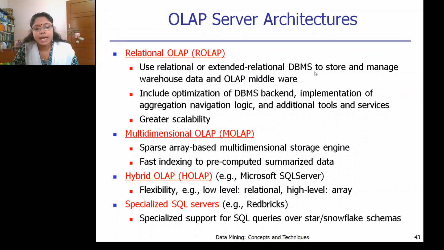The third one is hybrid OLAP, that is HOLAP, which is about flexibility. In hybrid OLAP we take into consideration both relational OLAP and multi-dimensional OLAP. An example of a hybrid OLAP server is Microsoft SQL Server, and also specialized SQL servers to run these data warehouse schemas, for example Redbricks.